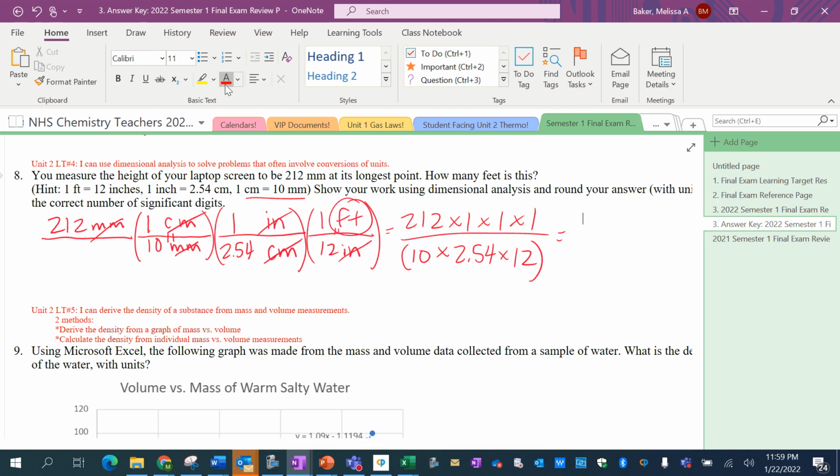So this is 212 on the top. On the bottom, we've got 10 times 2.54 times 12. These are exact numbers, so we don't use significant digits until the end, where we want to compare it to this measurement, which has 3 significant digits. So let's see, I'm going to do 212 divided by 304.8. Answer, 0.696 feet.